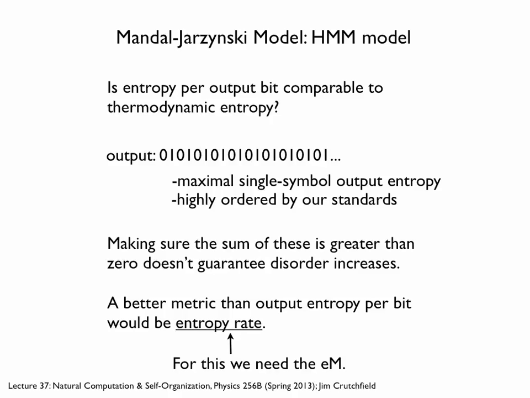But the entropy per bit, is that really comparable to the entropy of the bath? To illustrate why I'm dubious about this, again, consider this string that we previously discussed as being highly ordered. But this expresses maximal single symbol output entropy. So making sure that the sum of single symbol output entropy and the change in entropy of the bath is greater than 0 for every step is not really a very strict condition, and wouldn't necessarily be equivalent to saying that the disorder is always increasing. A better metric than the entropy per bit would be the entropy rate, for which we need the epsilon machine.